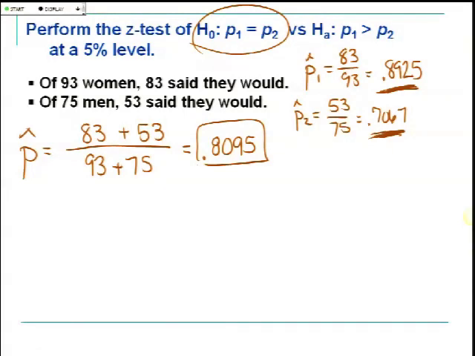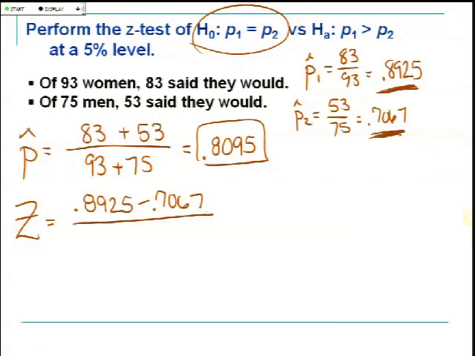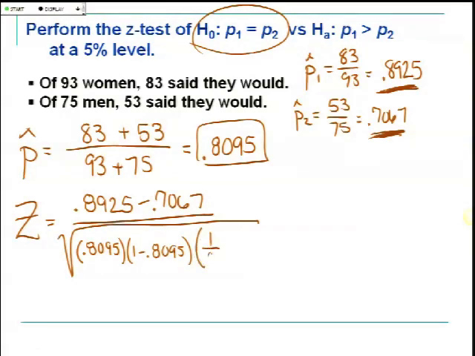So now I can calculate my Z statistic. I need the difference in the sample rates on top, that 89 minus the 70. Then I need the appropriate null standard error on the bottom. We're going to use that 80.95 as our common p-hat. And yes, I'm carrying things out to four places because then my accuracy will be maintained a little better. And I've got 1 over 93, 1 over 75. So it definitely requires a calculator.